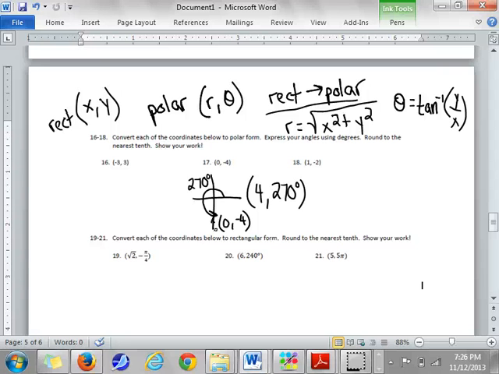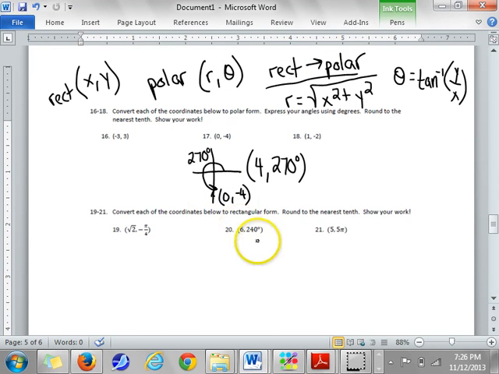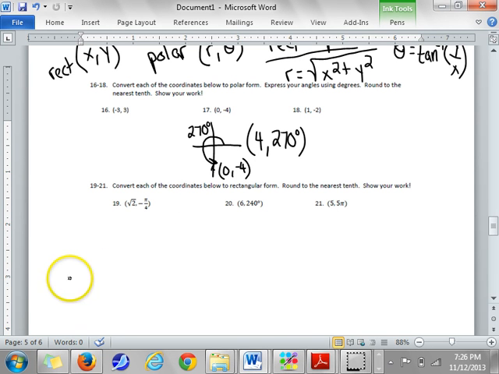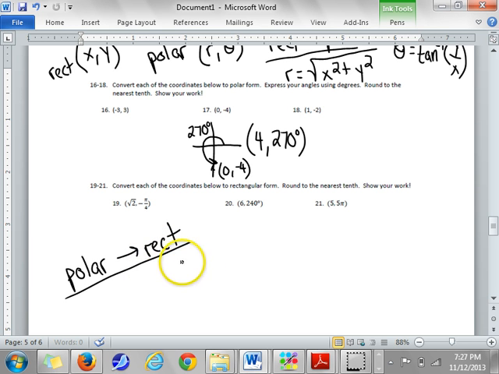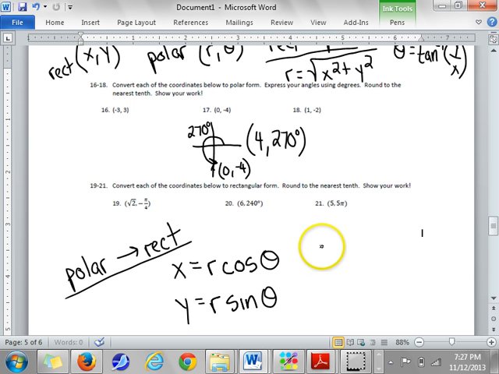So I wrote down what you needed to go from rectangular to polar using those coordinates. If you're going from polar to rectangular, the x coordinate of your rectangular coordinates would come from the r value times the cosine of the angle that you're given. And the y value would come from the r value times the sine of the angle that you're given. And on this one, I'm going to put a reminder to check your calculator mode.